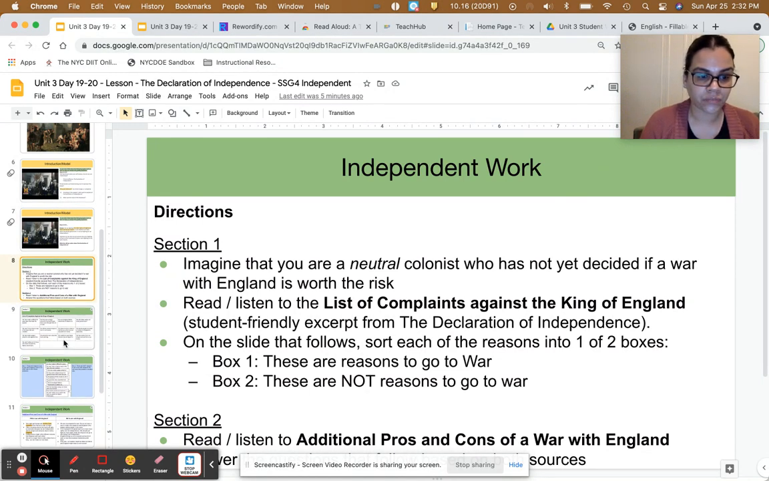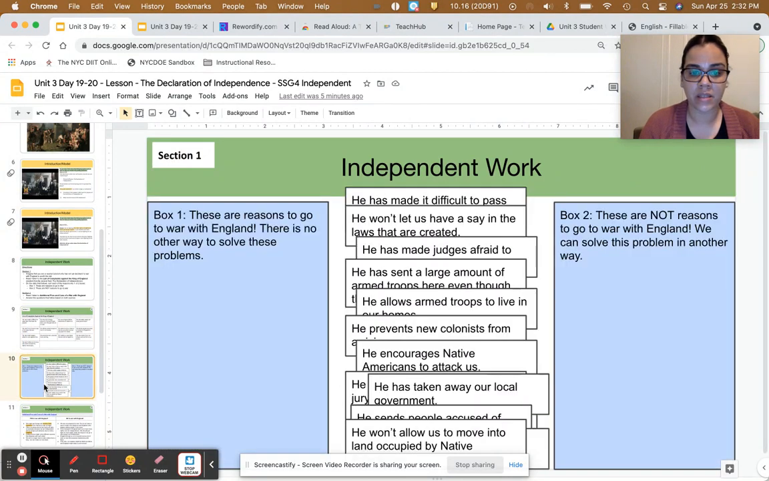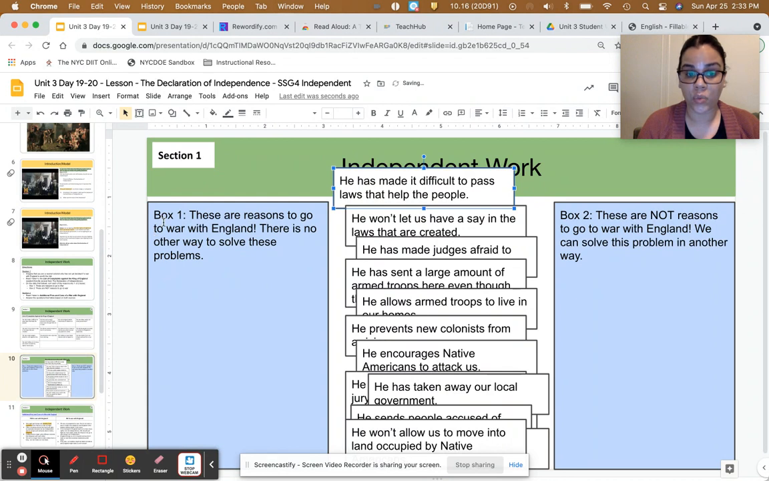Okay, so here's the list of complaints. And what you're going to do in your Google Classroom is for each rectangle, for each set of complaints, you are going to sort, meaning drag the rectangle to box one if you think this complaint means there's a good reason to go to war with England, or if you think that what's written here, the complaint, is not a good reason to go to war with England, you're going to drag it to box two, right? So let's do two together.